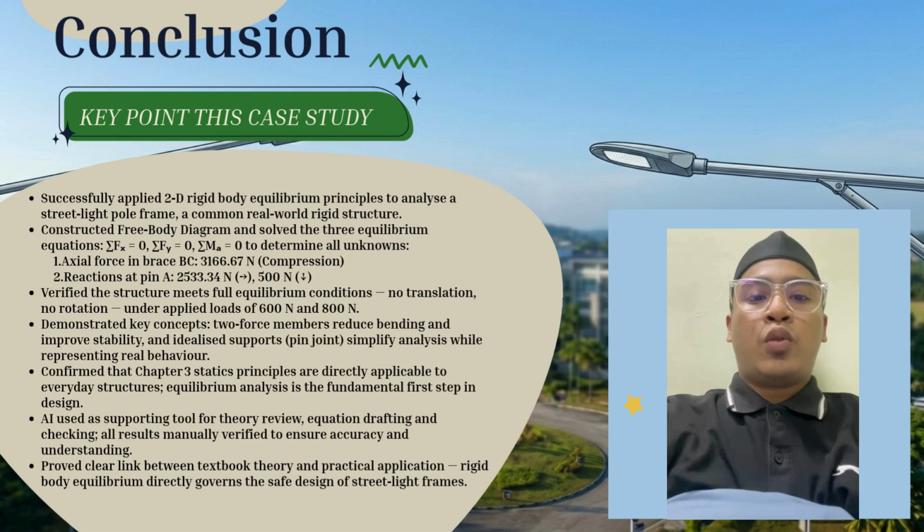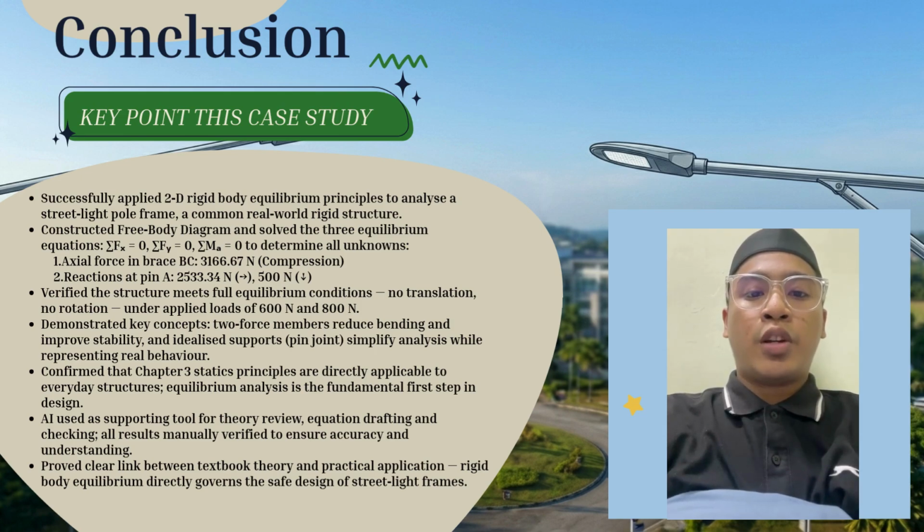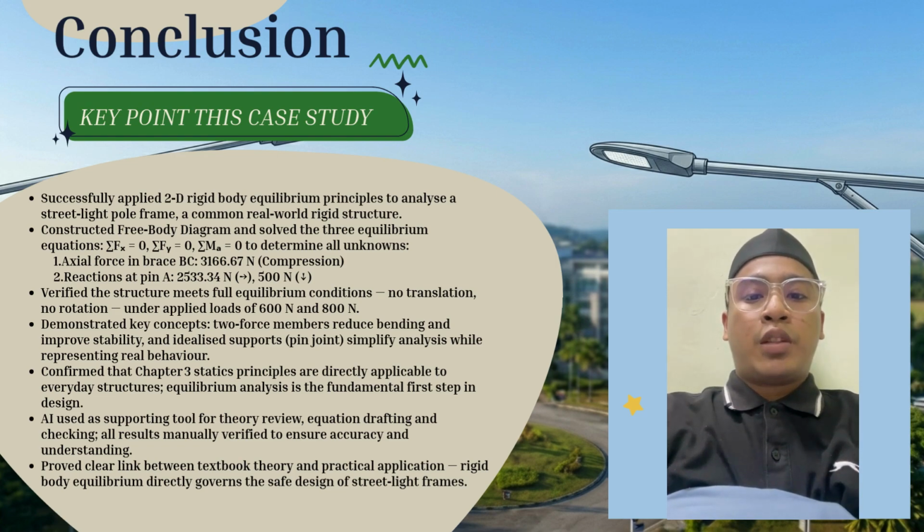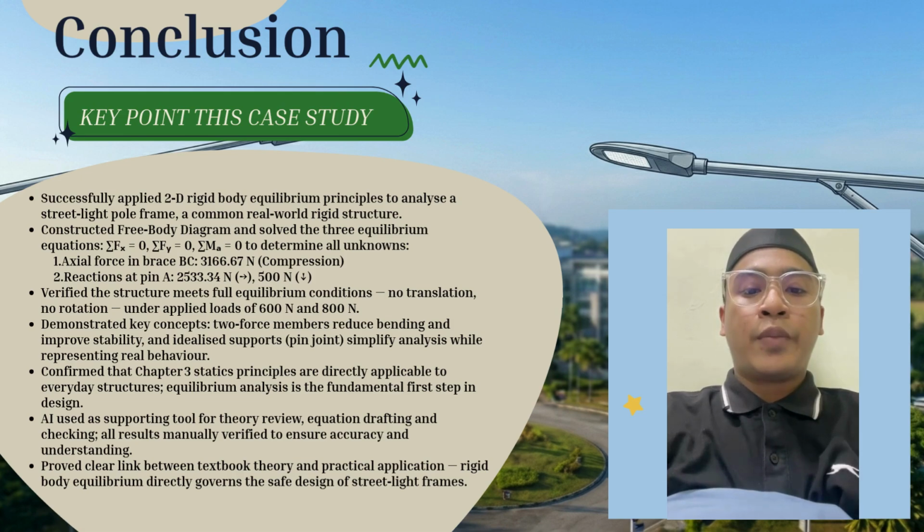This demonstrates key concepts: two-force member reduces bending and improves stability, and idealized support pin joint simplifies analysis while representing real behavior. It confirms that Chapter 3 static principles are directly applicable to everyday structures. Equilibrium analysis is the fundamental first step in design. AI was used as a supporting tool for theory review, equation drafting and checking, and all results were manually verified to ensure accuracy and understanding. This proves a clear link between textbook theory and practical application. Rigid body equilibrium directly governs the safe design of a straight light frame.